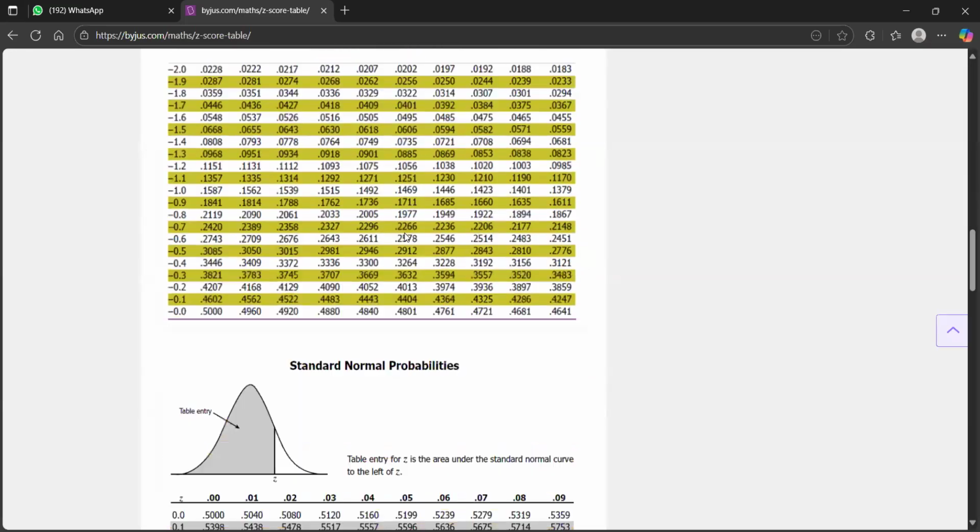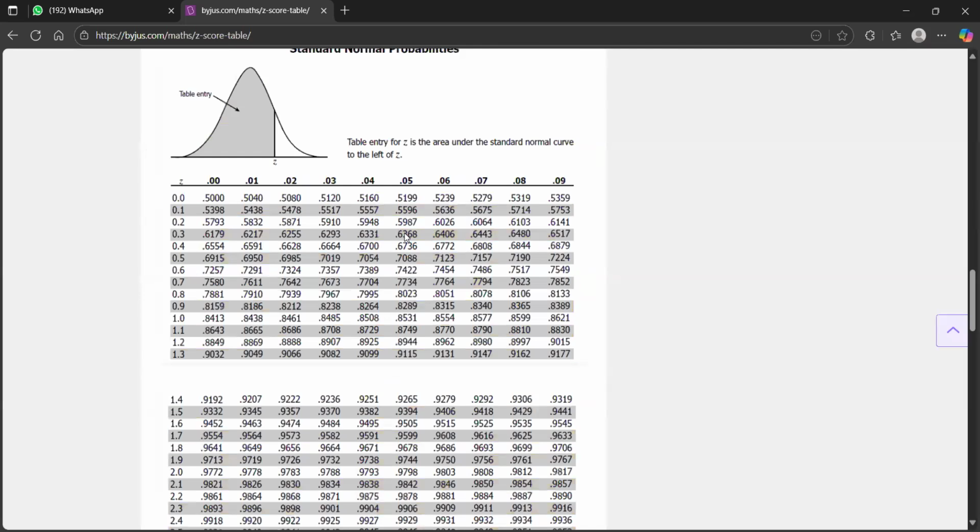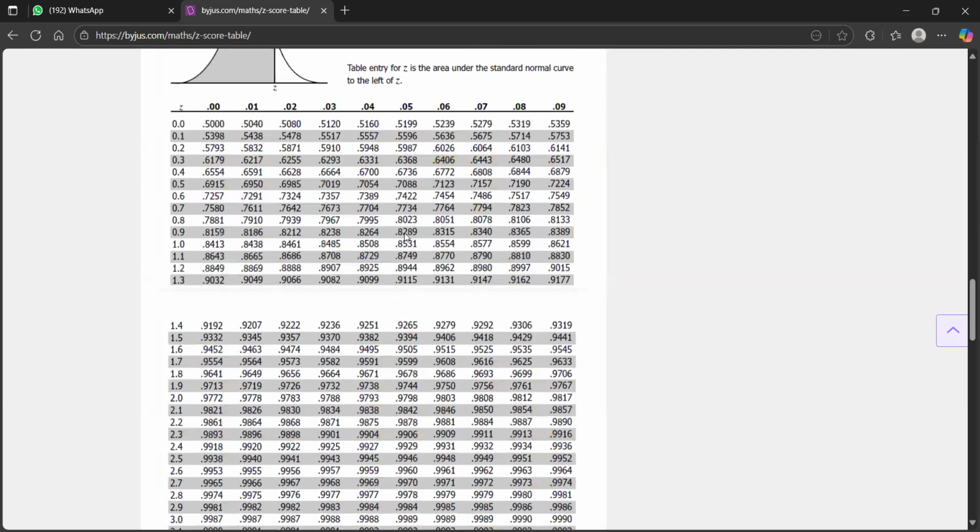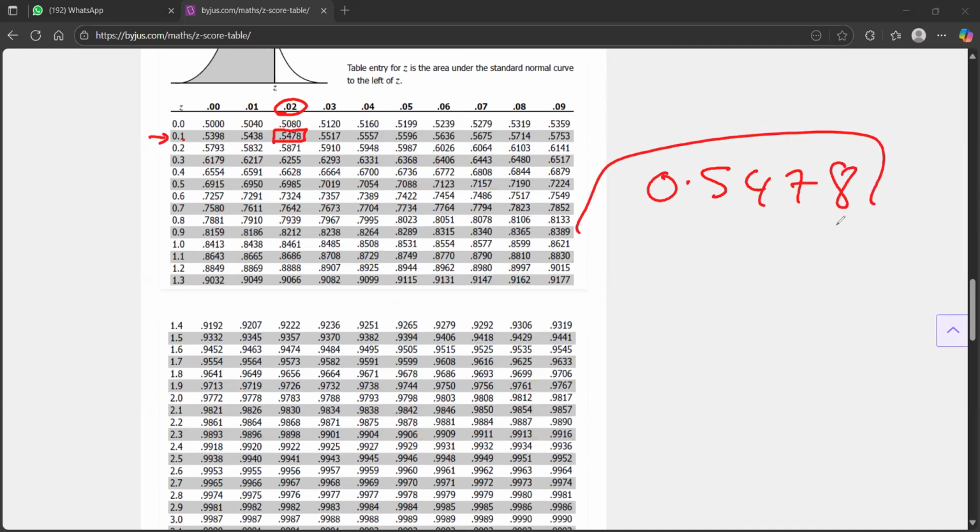0.12. Where is it? Yes, here it is. 0.12. So I will search for it. Yeah, here is 0.12. That's it. Okay. And it's less than that. Yeah, and it is less than already. Yes. Okay, so it will be 54.8 percent chance.